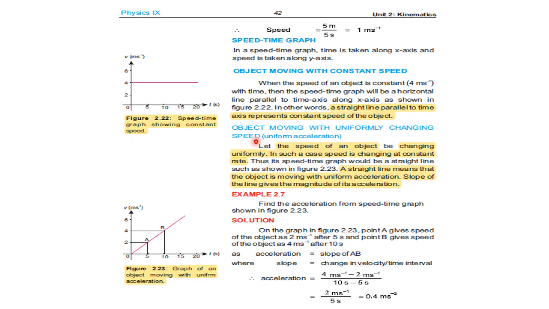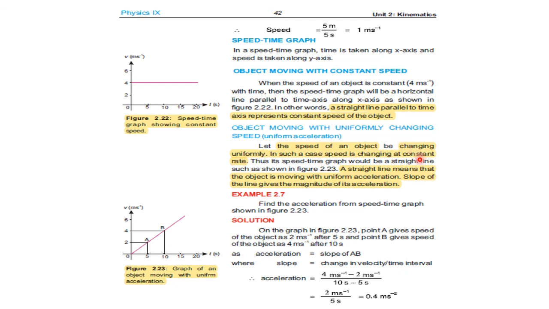Now mark the first line of object moving with uniformly changing speed. Also write, instead of "let", write "when the speed of an object is changing uniformly." In such a case, speed is changing at a constant rate.